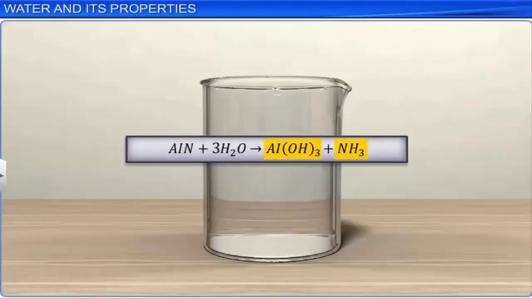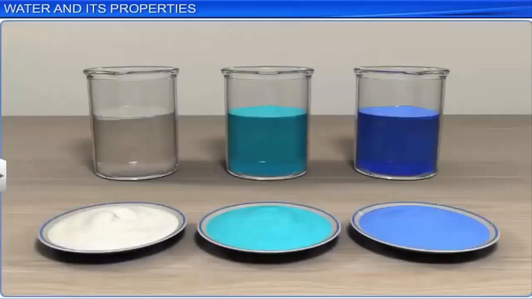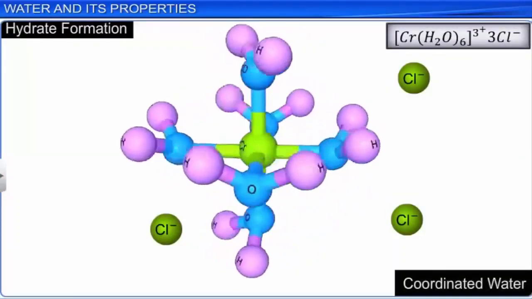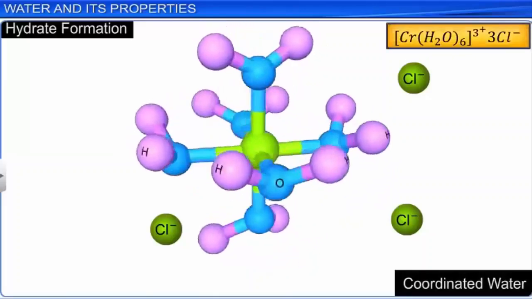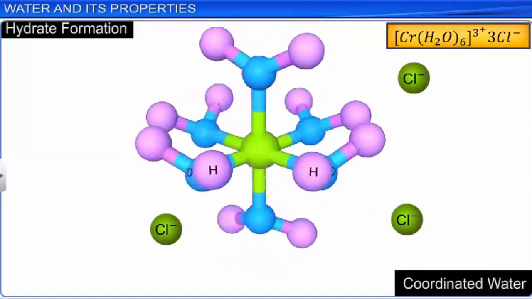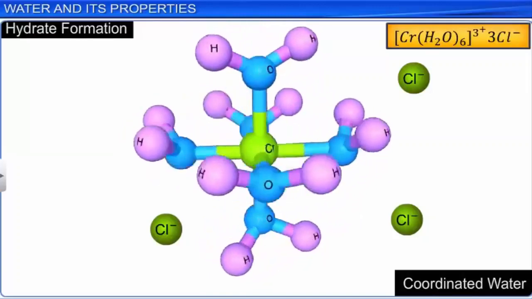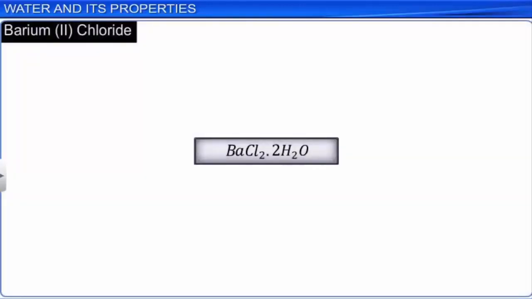Hydrate formation. Many salts can be crystallized as hydrated salts from their aqueous solutions. There are three types of hydrates. The first type of hydrate is coordinated water. For example, in [Cr(H2O)6]3+ 3Cl-, water molecules are coordinated to metal ions in a complex. The second type of hydrates is interstitial water. For example, in BaCl2·2H2O, water molecules occupy interstitial sites in the crystal lattice.